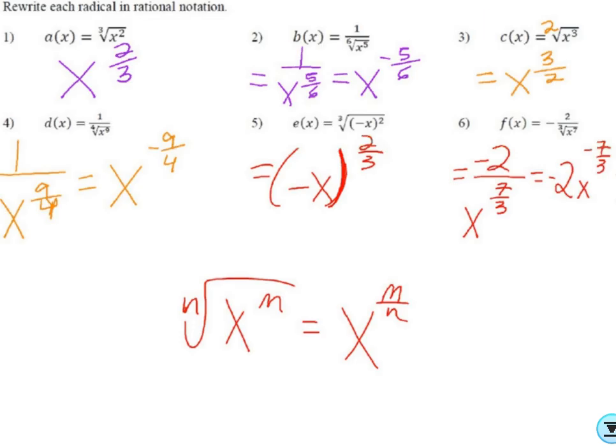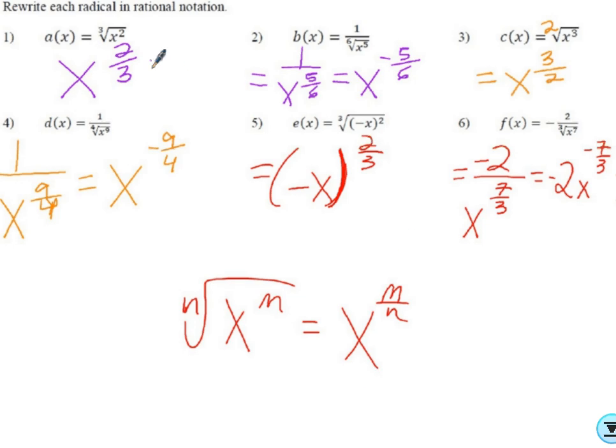So, for the first section, it says rewrite each radical in rational notation. So what we want to do is go from radical form, so that is the nth root of x to the m power, to x to the m over n power. Sometimes we can do this right away, and sometimes there's a little bit more that we need to do to get it into a way that we can do this.